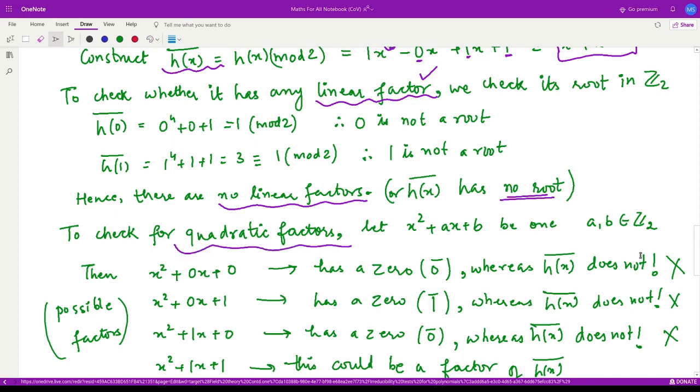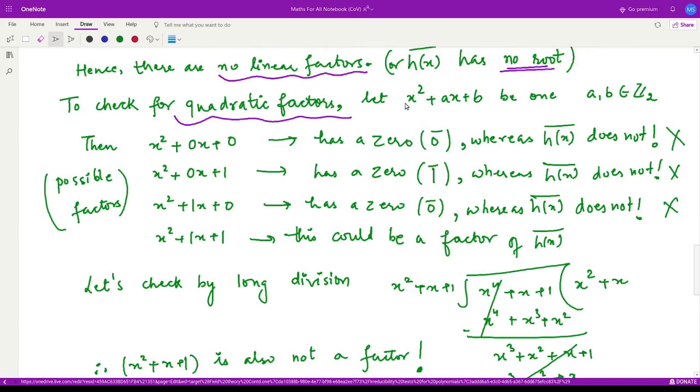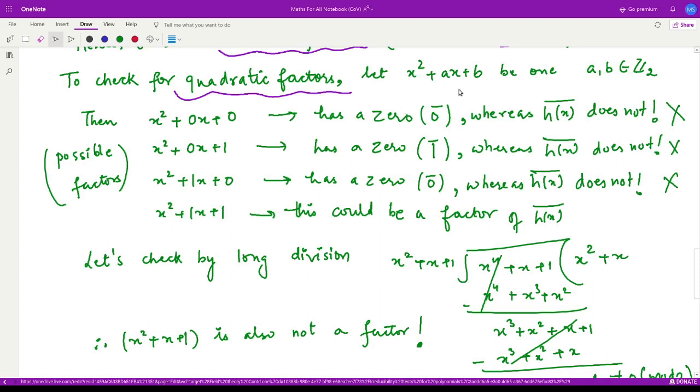So the general form for this quadratic factor would be x square plus ax plus b, right? Where a and b could be any elements from Z2. And what kind of elements does Z2 have? It has 0 and 1. So we have 4 possibilities. First, you can have a as 0 or 1, and for b, you could have 0 or 1. So 4 possible factors could be there.